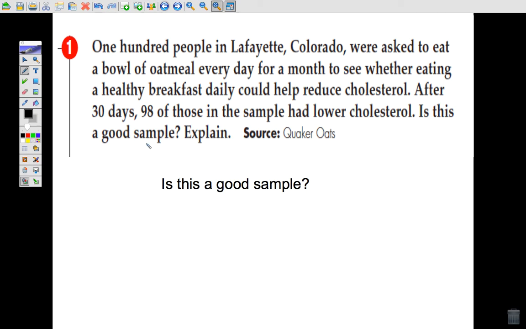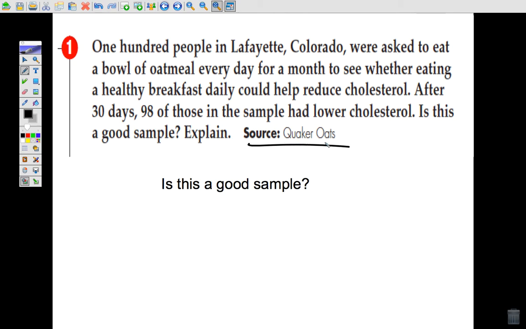Some of this you can argue either way, but there were 100 people, right? That's a decent sample. Now, it was only in one specific town, okay? But would that necessarily make a difference for your health? Maybe, I don't think so. You could argue that point. But I think overall that's not a bad sample. I would look at this.